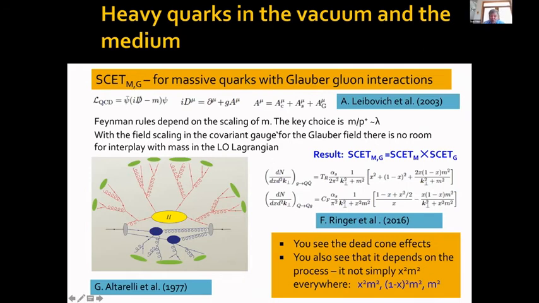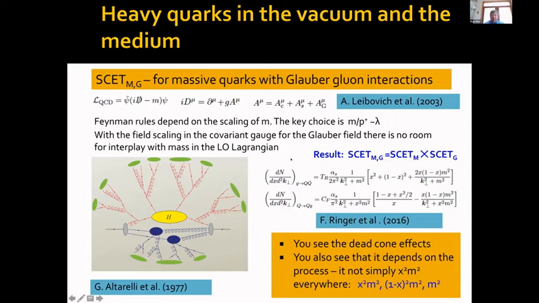Now, the original SCET as well as SCET-G was developed specifically for massless quarks. So we had to work harder to develop it for massive quarks. Mass was included in the SCET Lagrangian, and it was called SCET subscript M, by Leibovich and Rothstein in 2003 and 2004. And it's important that this theory is formulated when the mass of the heavy quark divided by the light cone momentum is a relatively small parameter lambda, on the order of the relative transverse momentum versus longitudinal momentum in the jet.